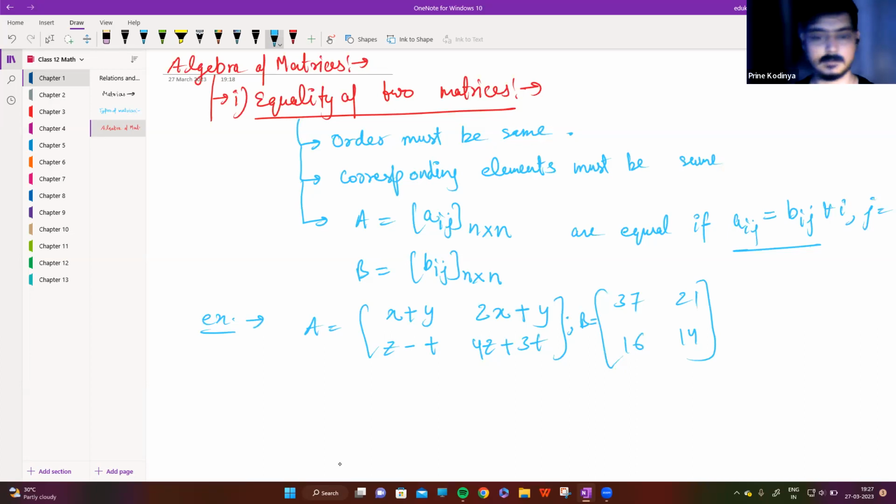So we have two matrices. A is x plus y, 2x plus y, z minus t, 4z plus 3t. And then there is another matrix B, which is 37, 21, 16, and 40. If A and B are equal, you have to find x, y, z, and t. If A and B are equal, can you tell me what that means?